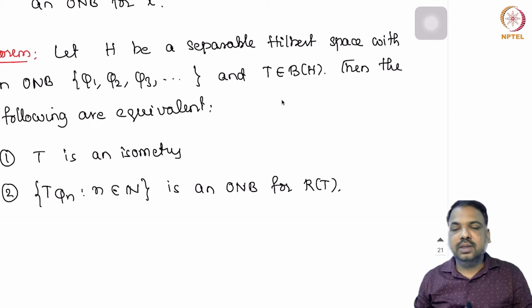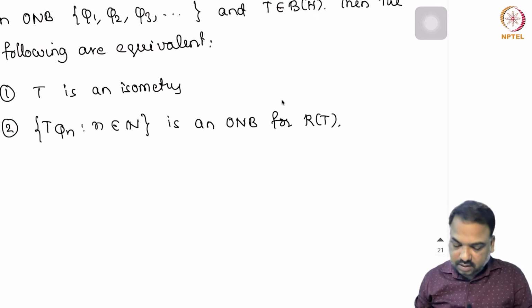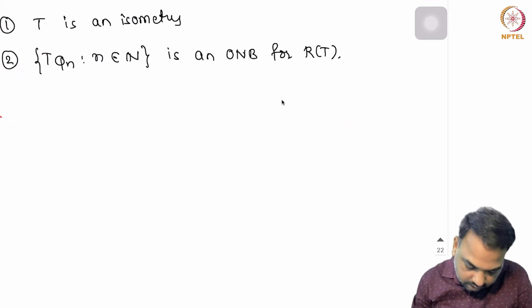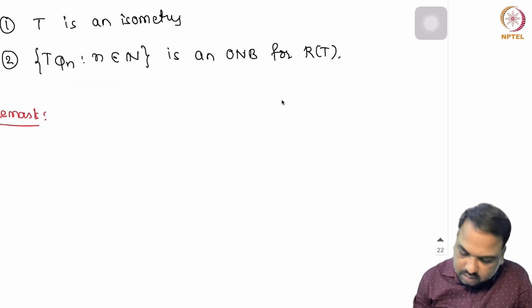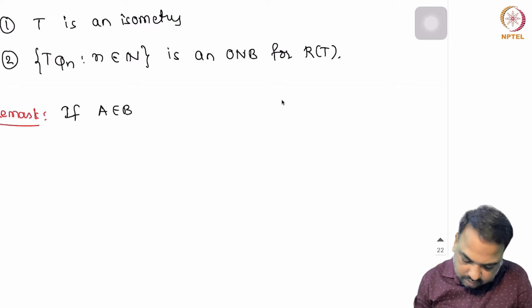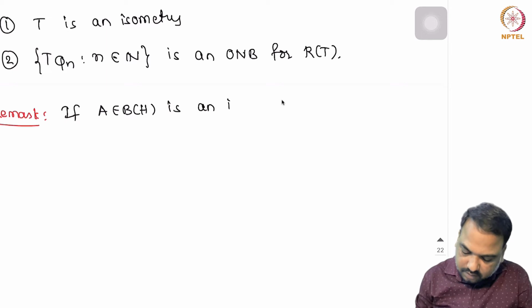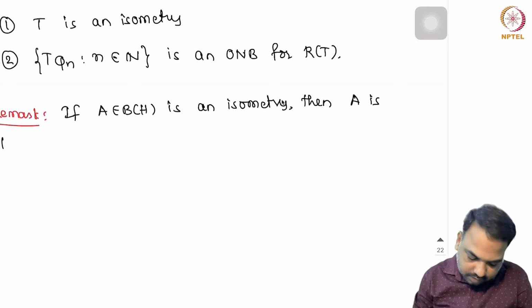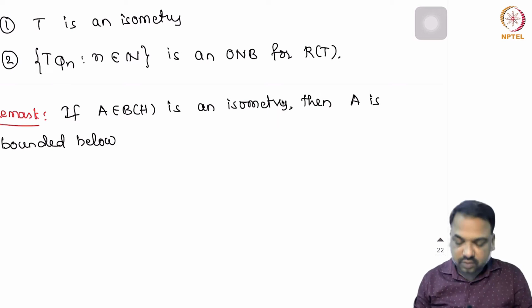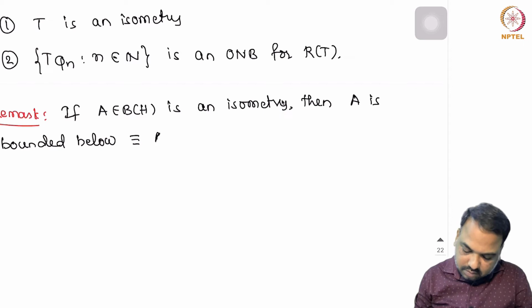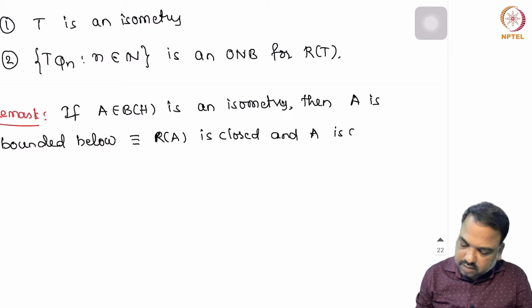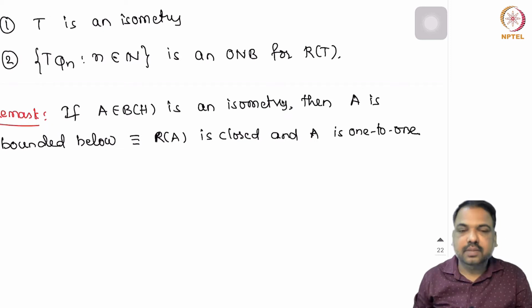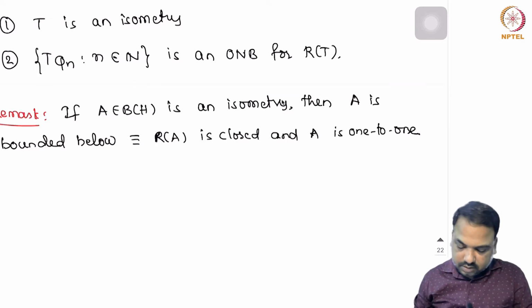So here we can say that the range of the operator is closed, because whenever it is an isometry, so let me write a remark. If A is an isometry, then A is bounded below. So that means the range of A is closed and A is 1 to 1. So this is equivalent to the fact that the range of A is closed and A is 1 to 1. Okay, so let us look at the proof of the theorem.